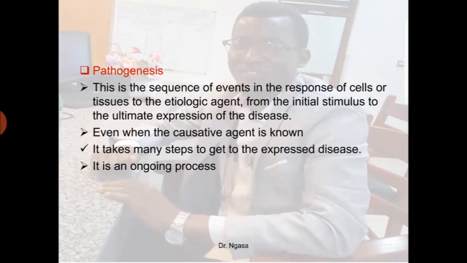pathogenesis. So even when the causative agent is known, it takes many steps to get the expressed disease. You may have a certain causative agent which is very well known, but for a disease to develop, there are some changes which must occur within the body, within the cell, tissue, or organ. So pathogenesis, or disease development, is an ongoing process.